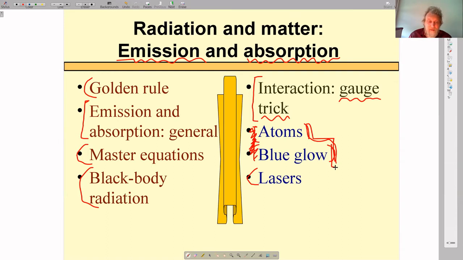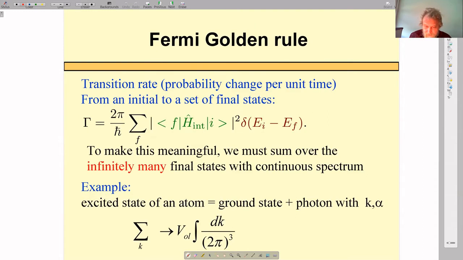Let me start. The most important starting topic is the golden rule. Let us see, how does it go?